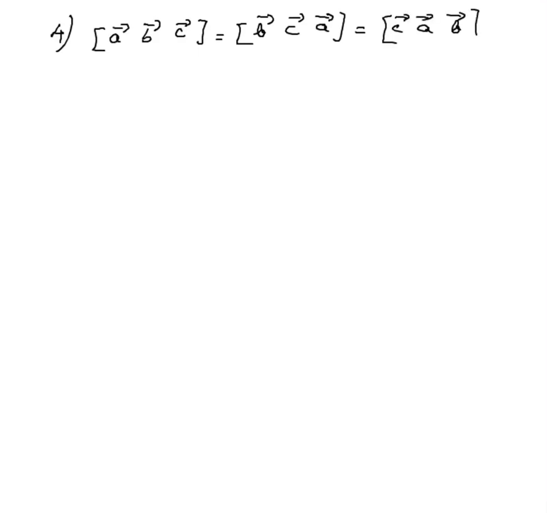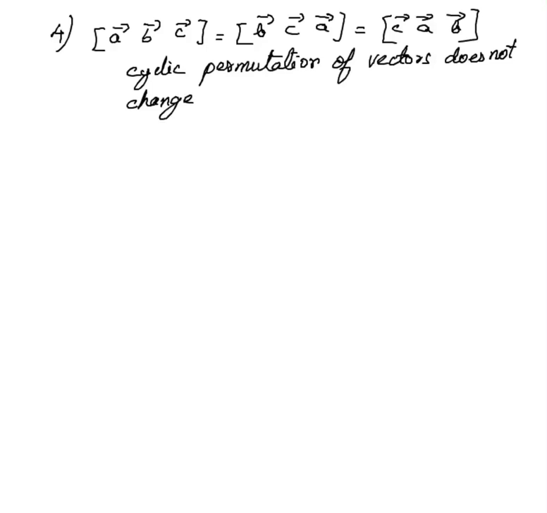And then the next point is, in a scalar triple product, cyclic permutation of the vectors is allowed. We can write this as BCA or CAB. This can be proved easily using the properties of determinants. By interchanging the rows twice, the value of the determinant is not affected. It doesn't change the value of the scalar triple product.